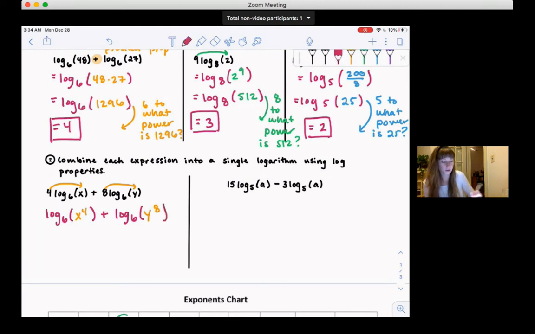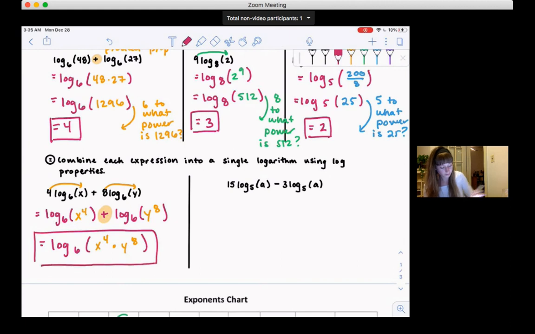That's the power property of logarithms. Multiplication outside is the same as an exponent inside. Okay, and now we have addition outside, and we know that that's the same as multiplication inside. So I can combine these into a single logarithm by multiplying the inside stuff: x to the 4th times y to the 8th. And we're now in a single logarithm, so we're done. That's it.